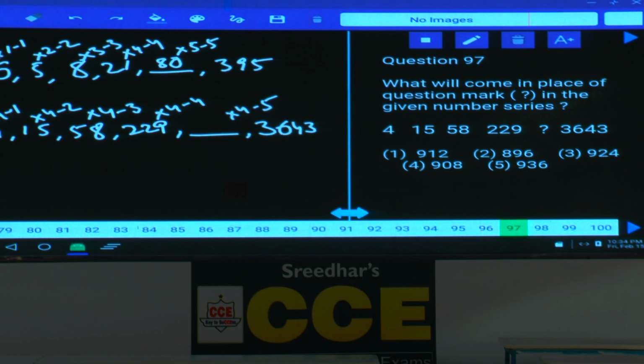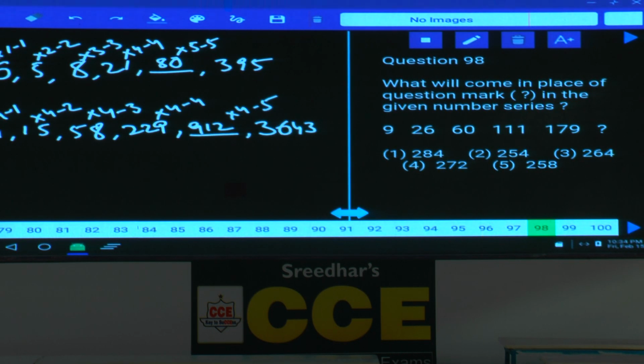Now 229 into 4, 9 into 4, 36 minus 4, the last digit must be 2. Among the given choices, 912 is the number which is having the last digit as 2. Clear? Hence, what is your answer here? Choice 1. Each of these numbers is multiplied with 4, and 1, 2, 3, 4, 5 are subtracted. That was 97.